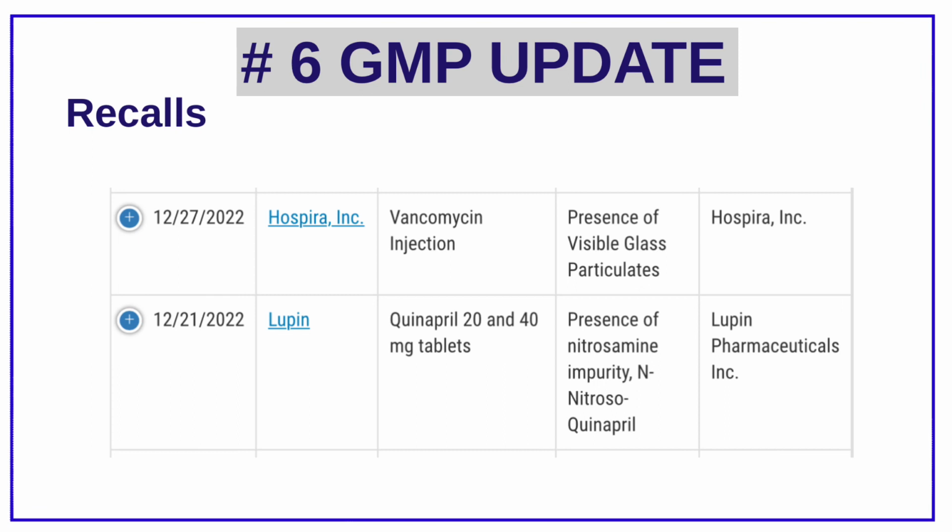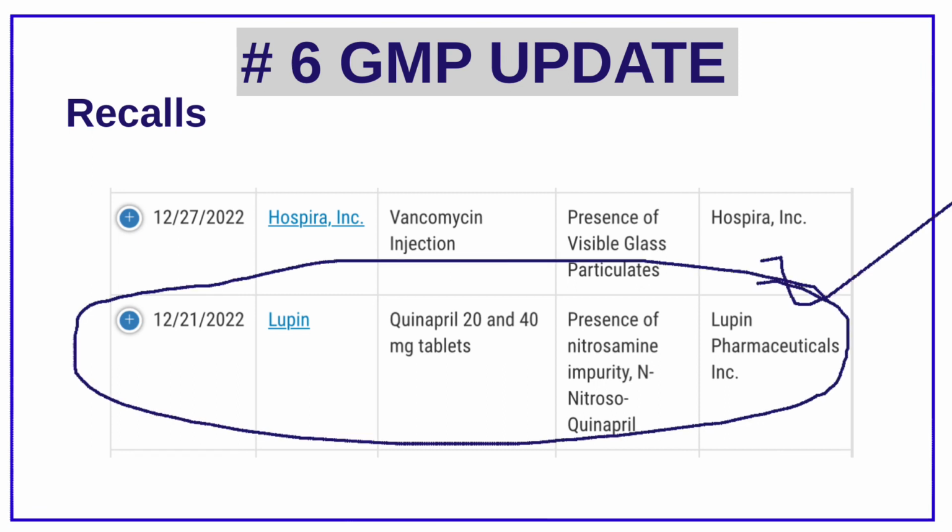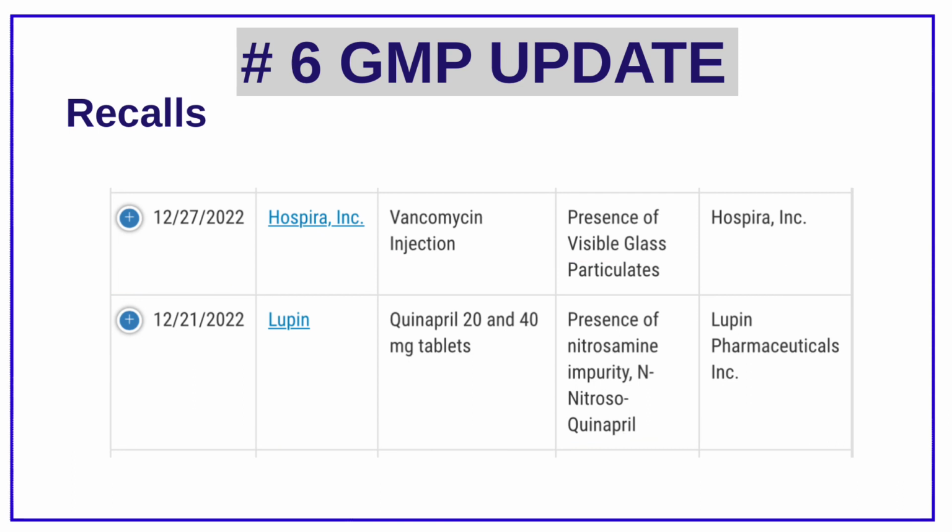So here you can see that in the month of December 2022, Lupin Pharma has recalled Quinapril tablets. The tablets are being recalled due to the presence of nitrosamine impurities, which could potentially increase the risk of cancer at high levels. So guys, 4 lots of the Quinapril tablets were recalled by Lupin. According to the company, the recall was initiated due to nitrosamine impurities in the tablets above the acceptable daily intake.